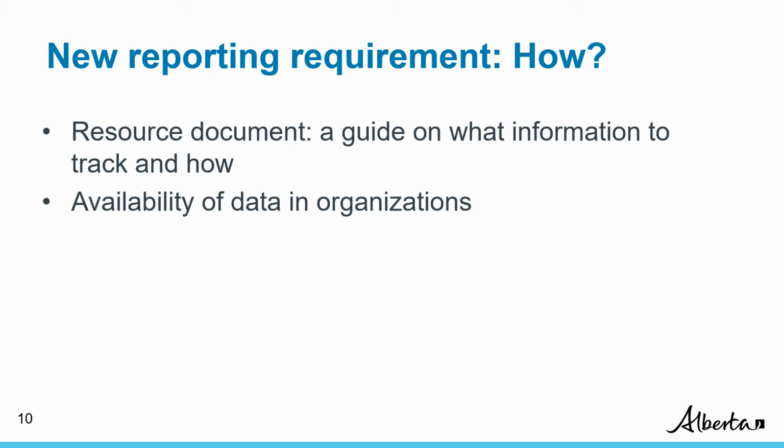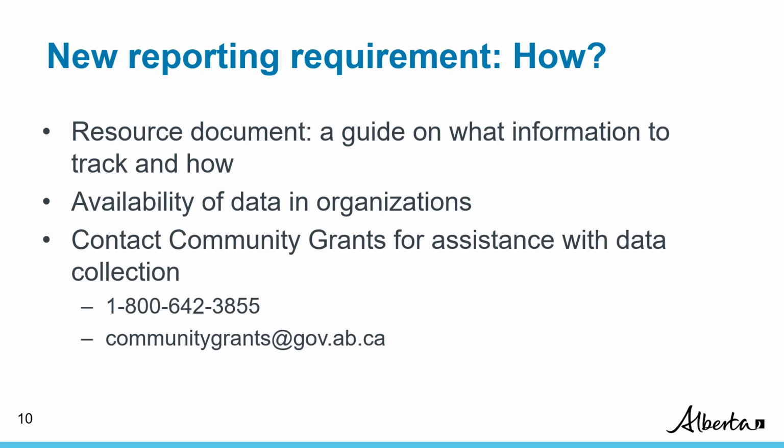However, if any of you are not collecting any performance data yet and do not have any ways to do that, please contact us. Community grants, and we will see how we can assist you with putting together some simple data collection tool in Excel. To contact us, you can use either the phone 1-800-642-3855 or send us an email at communitygrants@gov.ab.ca.